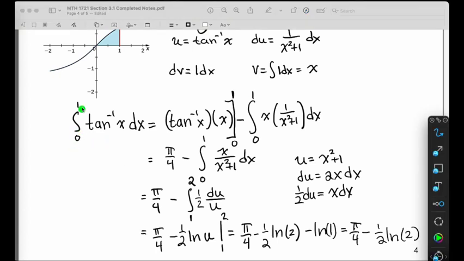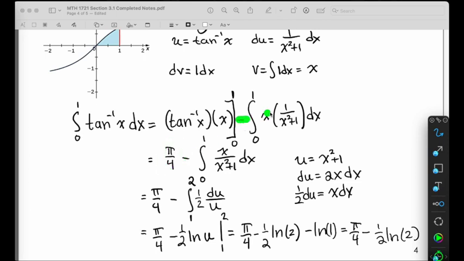So now we have from 0 to 1, inverse tangent is, here is my u times my v, but because this is over a specific interval, we want to make sure that we evaluate that from 0 to 1. And then we're going to minus the integral of v and then du. So here's my v, here's my du. So when I evaluate x times inverse tangent x from 0 to 1, I'm going to get pi over 4.